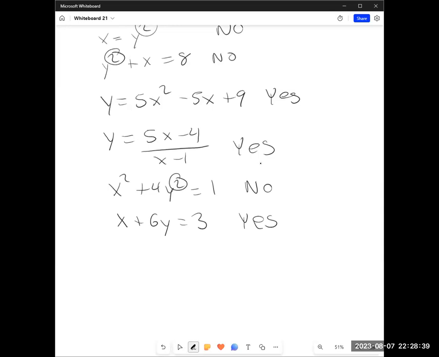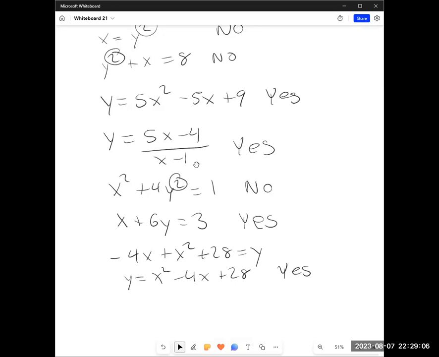And here's our last one for this video. Negative 4x plus x squared plus 28 equals y. It doesn't matter that the y is on the right-hand side. We could write this as y equals x squared minus 4x plus 28 if we wanted to, just to check. And that one's okay. It doesn't break any of the three rules.